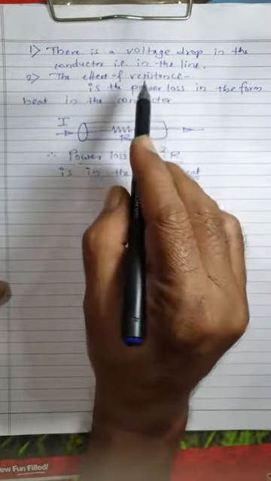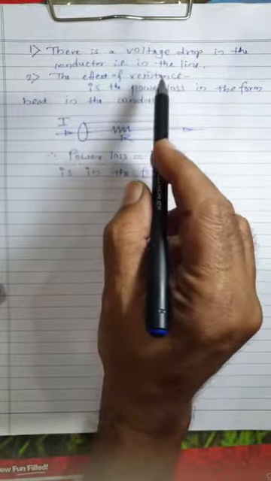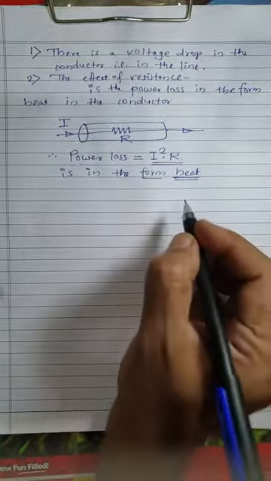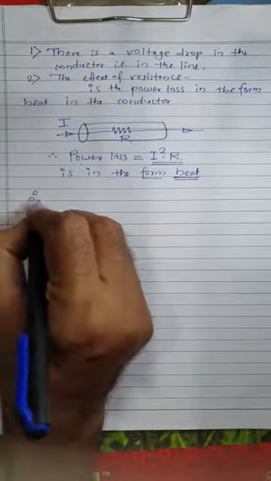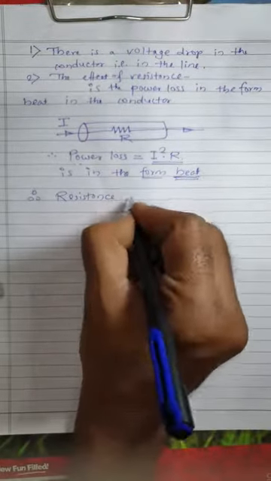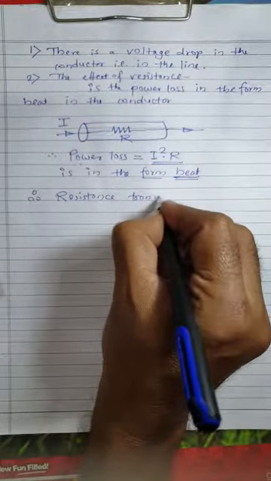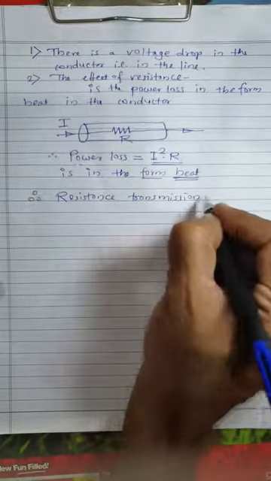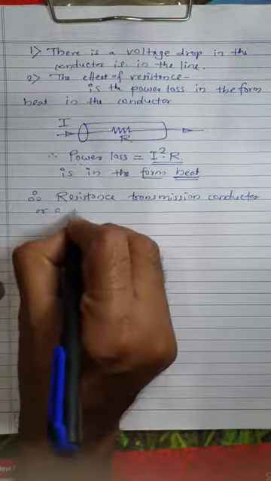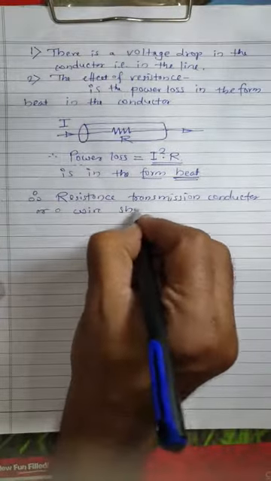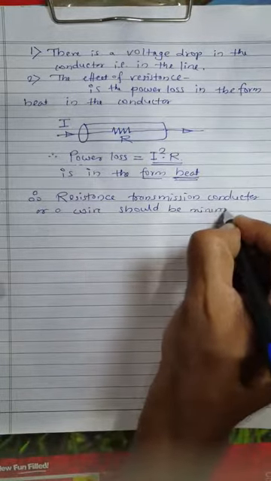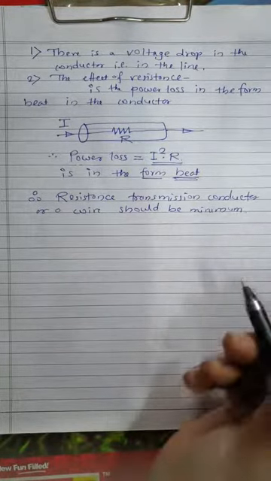First we have seen the voltage drop in the conductor, and second is a power loss in the conductor, and therefore resistance of a transmission conductor or a wire should be minimum. Okay.